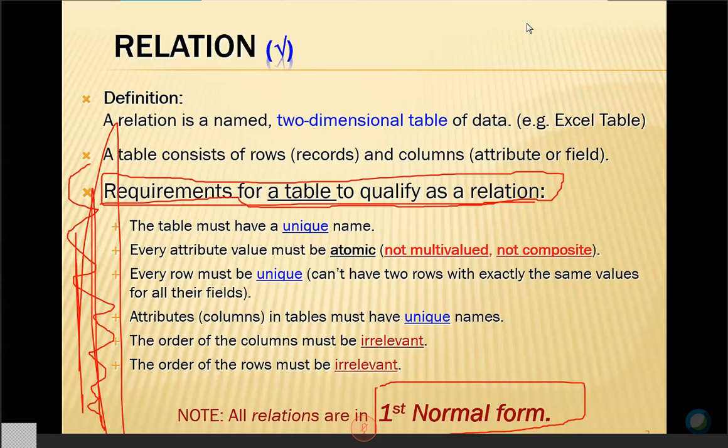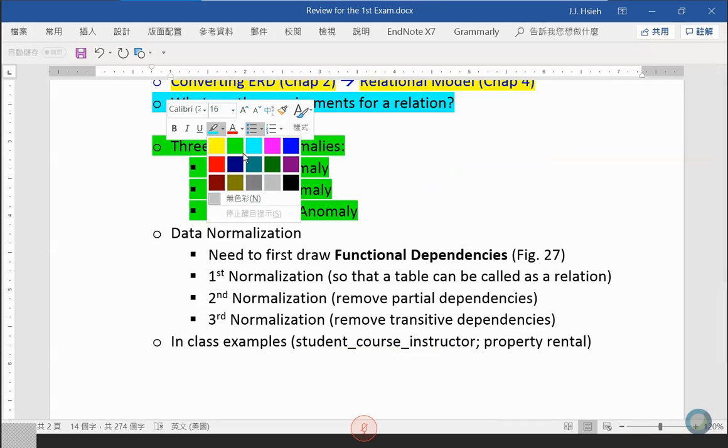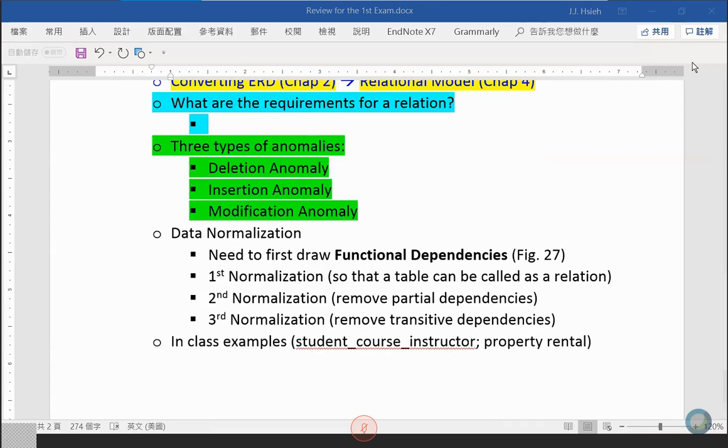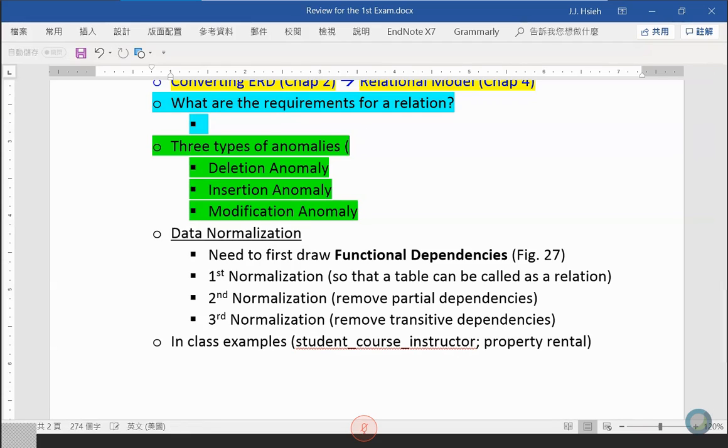So I'm switching back to the Word documents. I want to discuss the three types of anomalies. There are three types of anomalies, and these are the reasons we want to normalize the data. These are the motivation for data normalization.